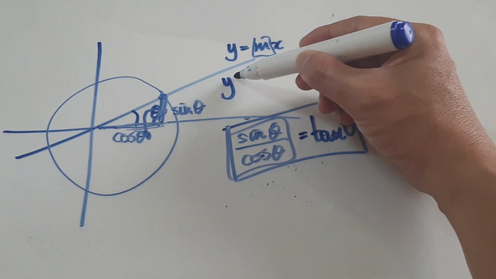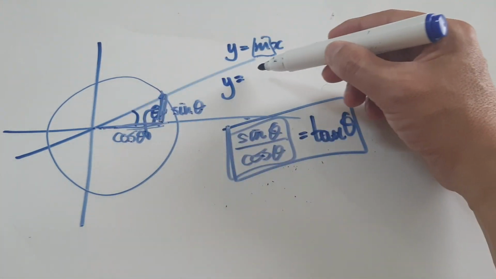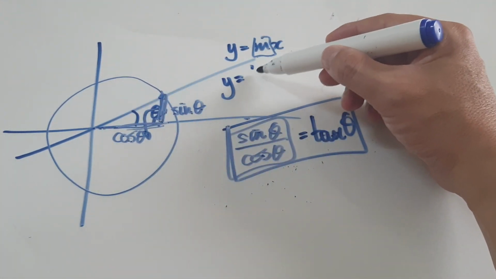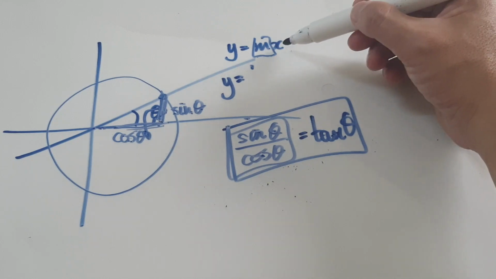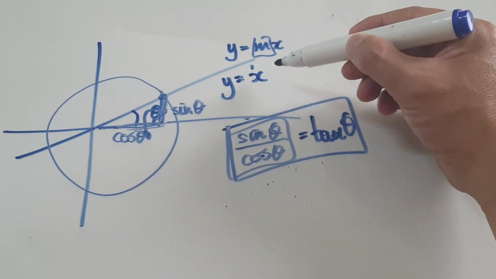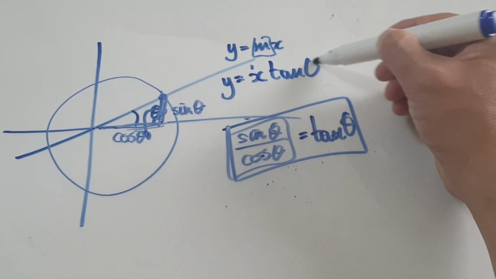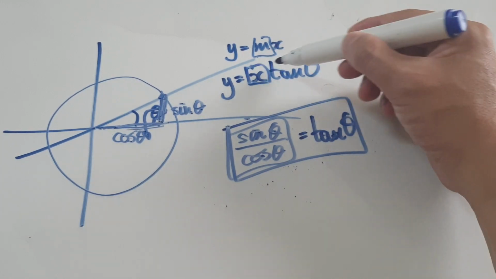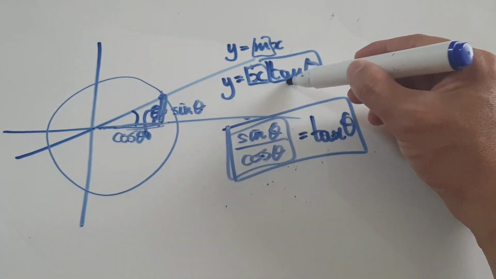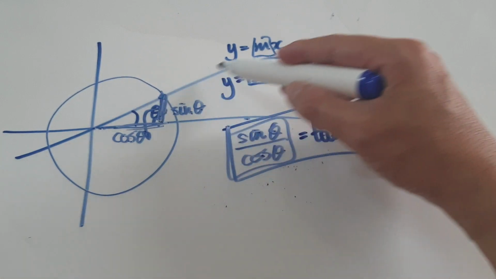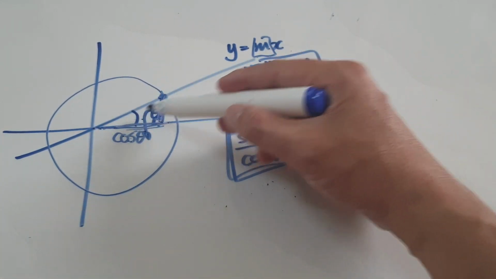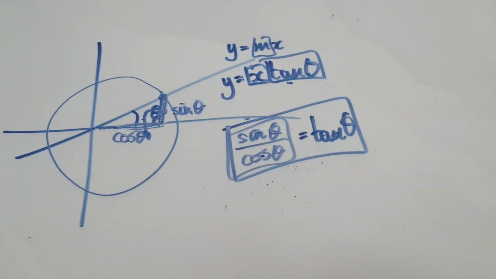So the equation of our line would be tan theta times x. But I'm going to write it as this: x tan theta. So it's one block times another block. This is your final answer. The equation of this straight line going through the origin for a given angle is x tan theta. Okay?